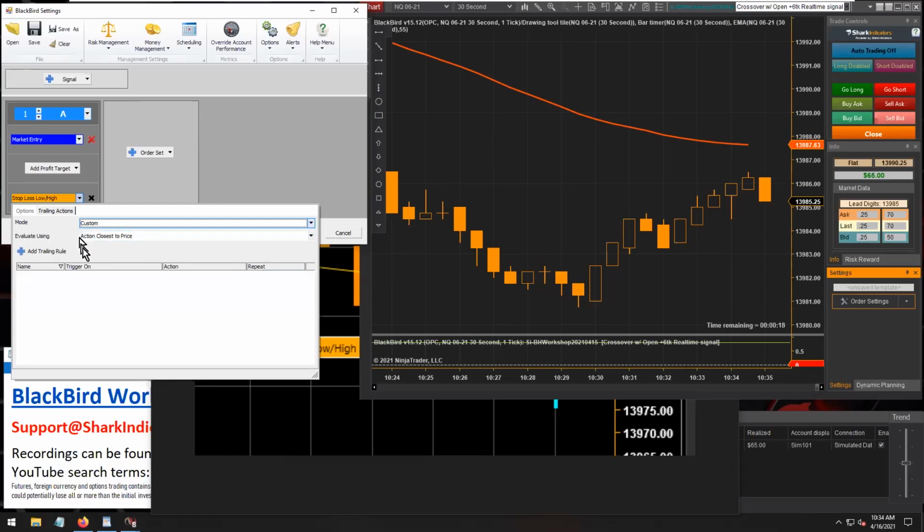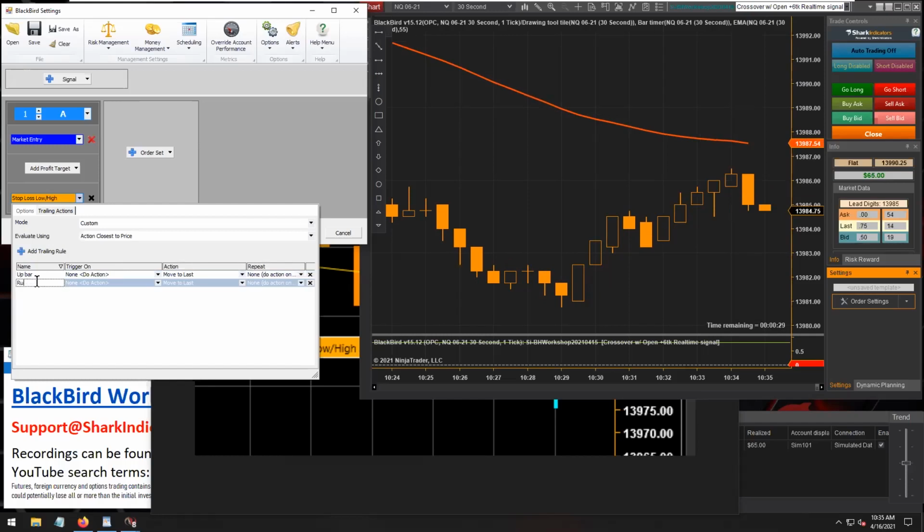So we're going to set our mode to custom and add a trailing rule here. We're going to need one trailing rule if it's an up bar, and then we'll need another trailing rule if it's a down bar.